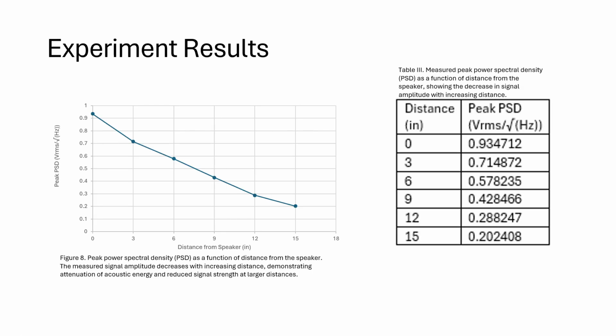This slide shows the results. As I just mentioned, the table on the right lists the measured peak PSD values at each distance, and the graph shows how the PSD changes as the distance increases. Clearly there's a decreasing trend in signal strength as the distance increases, and this is expected because sound energy dissipates and spreads out as it travels, so the amplitude detected by the microphone will be reduced. At the same time, the background noise is also becoming more noticeable at the larger distance, so the signal to noise ratio will be lowered.